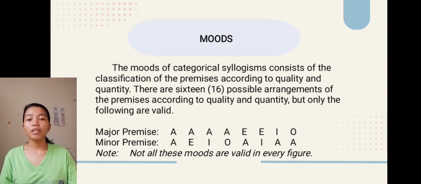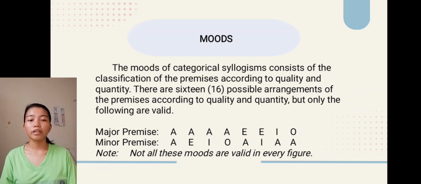In moods of categorical syllogism, categorical propositions can be classified into four mood types: A, E, I, and O. A stands for universal affirmative, E stands for universal negative, I stands for particular affirmative, and O stands for particular negative. These moods refer to the arrangement of categorical propositions within the syllogism.